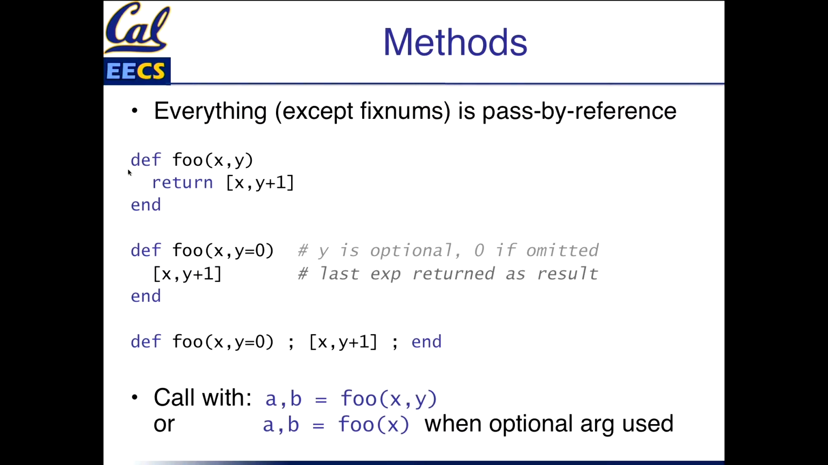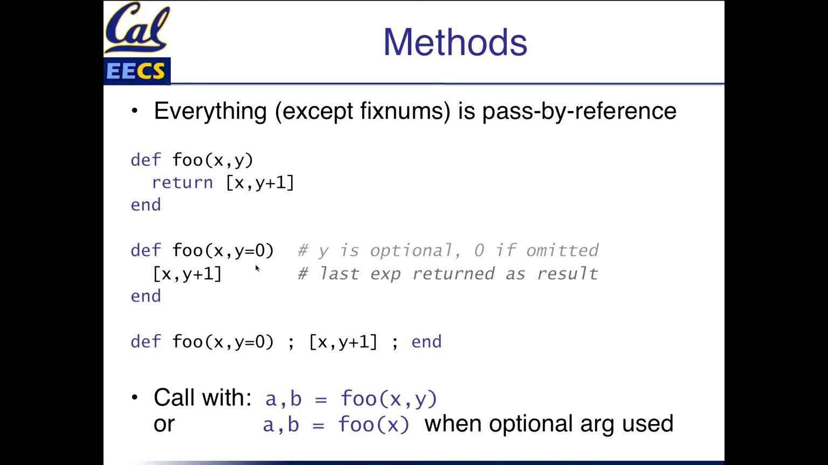So I can define a function foo that takes 2 arguments, and it actually returns an array or a list of 2 things. I can define functions that have arguments with optional values. So this says, when I call the foo function, the second argument is optional, and if I don't have a value supplied for the second argument, it gets 0 by default.